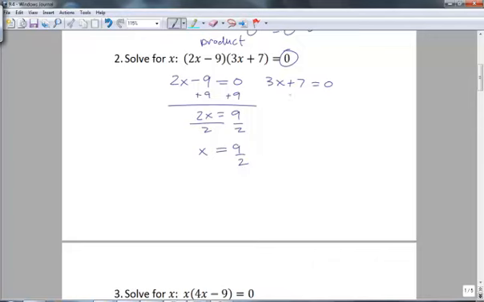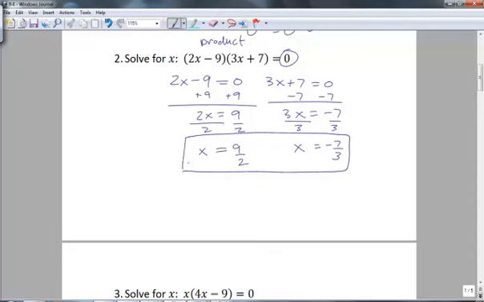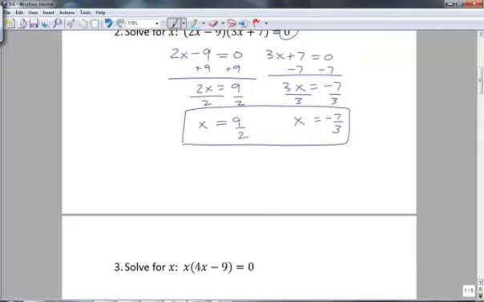And then on the right side here, we're going to subtract 7. So we get 3x is equal to 0 minus 7, which is negative 7. And then divide by 3. X is equal to negative 7/3. So once again, we've come up with two different answers. Either of which should check just fine. Feel free to do that as needed.